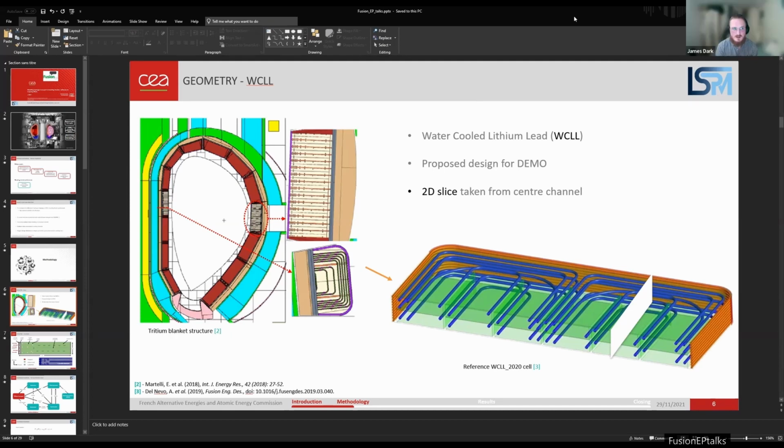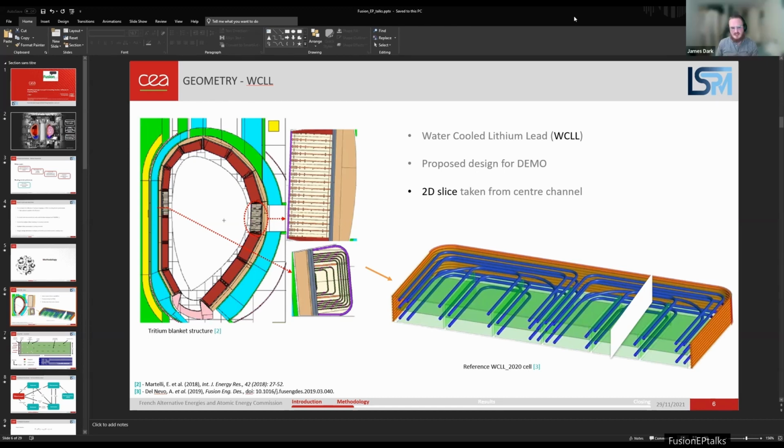I think they're planning on doing a test module for a WCLL, I think. And then there's the helium-cooled pebble beds, which I'm pretty sure is another candidate. And then there was a dual-cooled one, I think it's like a DCLL, a water and helium rather. But yes, this is one of the proposed designs for that.